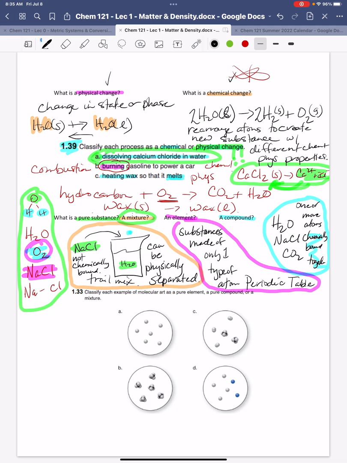Okay, and so honing in on that idea, here's a little bit of practice for you. This says classify each of these. This is molecular art. We're going to say whether it's a pure element, a pure compound, or a mixture. If we have a pure element, we have a single type of atom, right? If I were to color code these, because this is in black and white, there's 1, 2, 3, 4, 5, 6 atoms here, and they're all the same type. So we're going to call this a pure element.